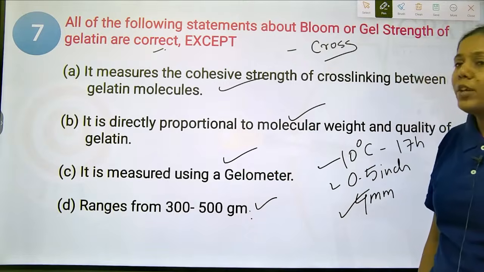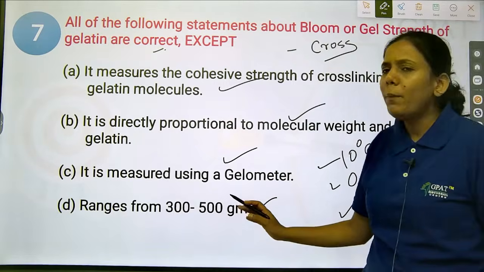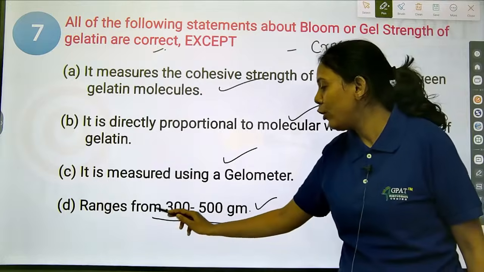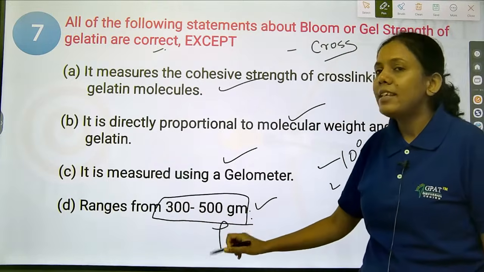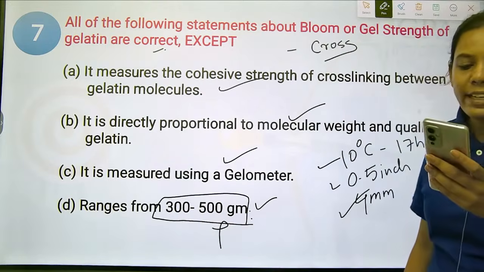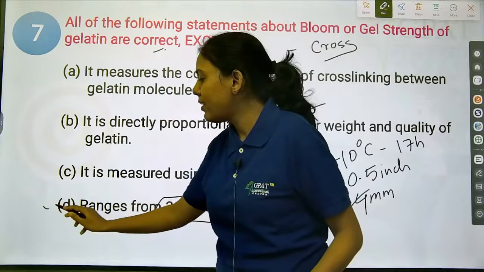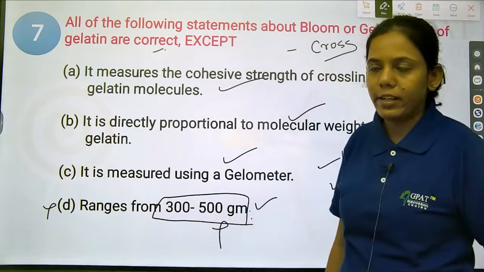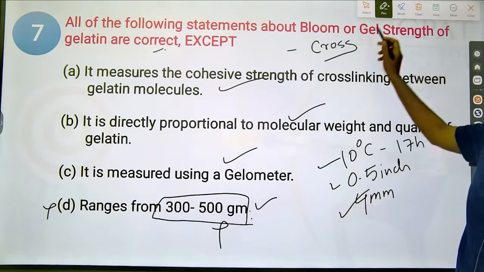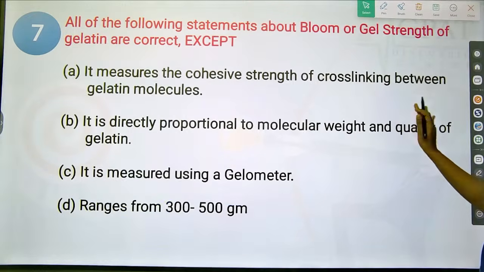Cross-linking will be more and you will have higher bloom strength. It is measured using a Bloometer. Yes. Bloometer also sometimes they call, and 300 to 150 is not there. This much high it is not there. We have already seen it is 150 to 250 gram. So this is a wrong statement. Rest of the three are correct. But option D is the right answer. Very good all of you.